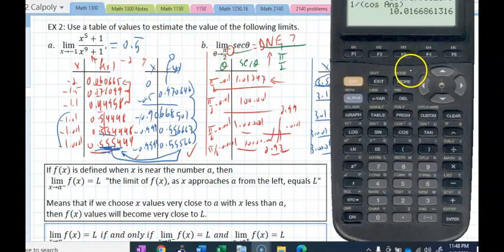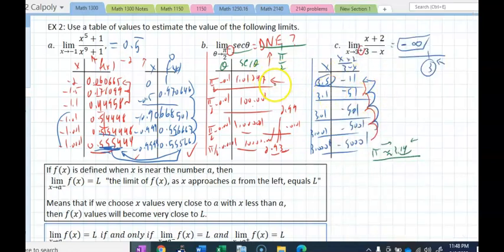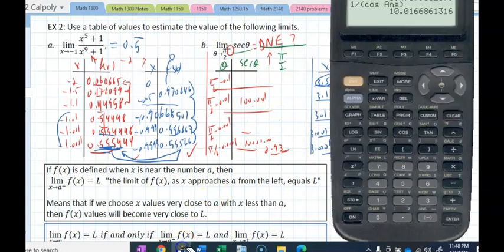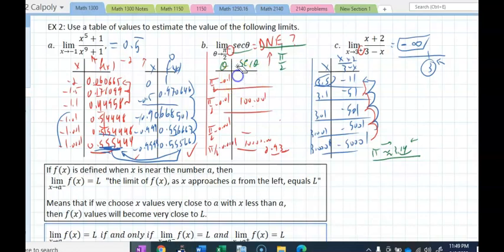Okay, I figured out what's wrong. I was hitting this negative instead of this minus. This you use only if you're starting with a negative. So if I go back to the first number, I messed up on these numbers, I see now. And it must have been this number as well. So if I take pi divided by 2 minus 0.1, the first number is 10.016686. If I go for the next number, I get 100.